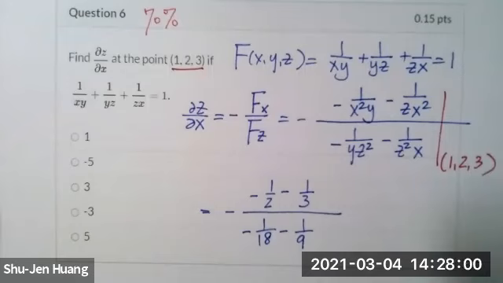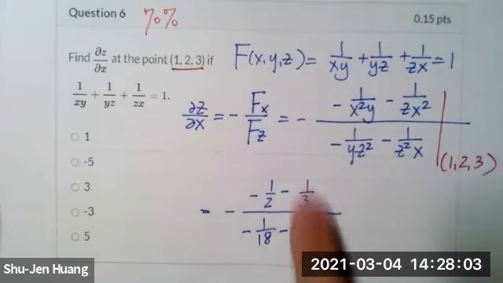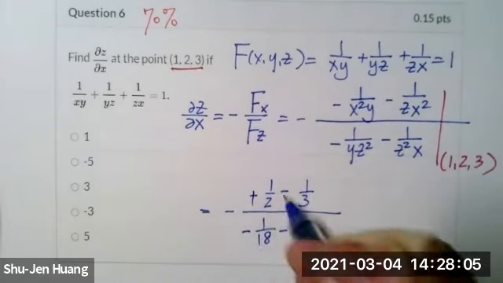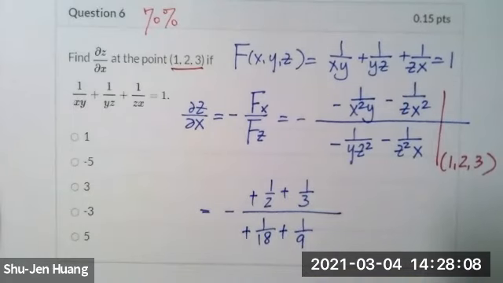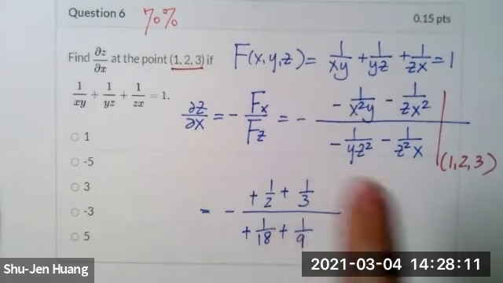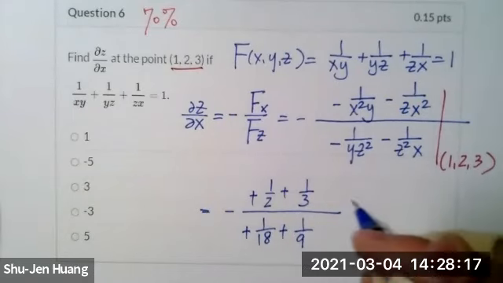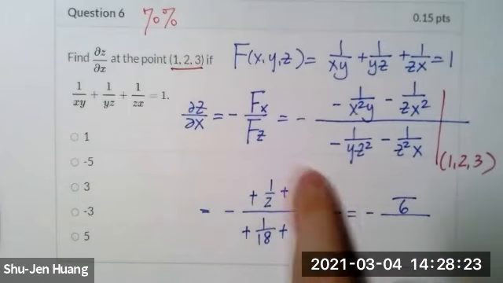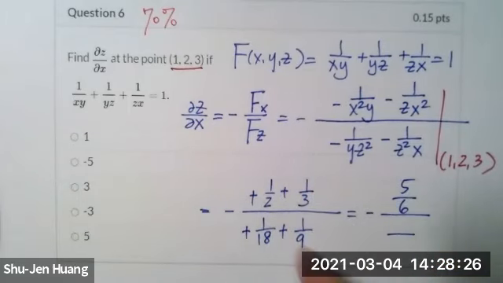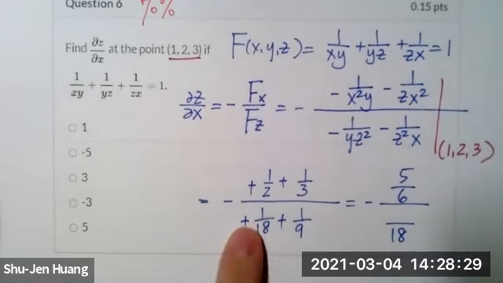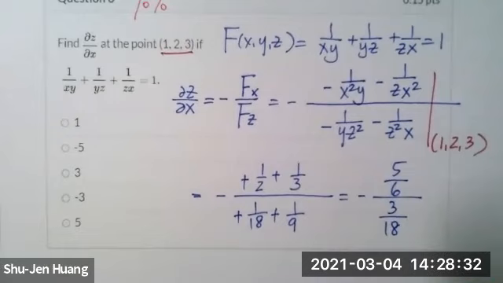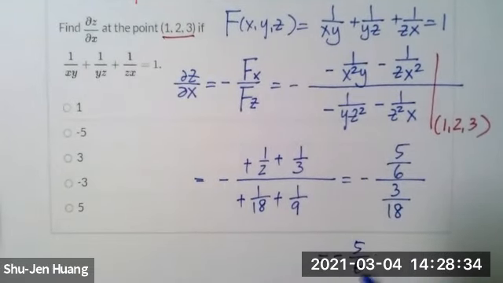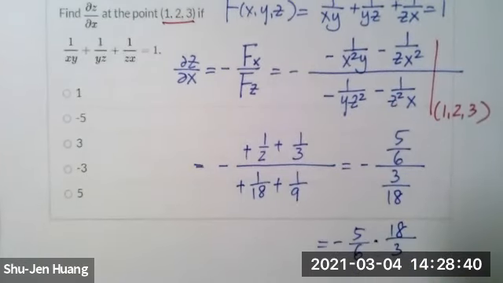Because the top and bottom both have a minus sign, I can just make it all positive, because I don't like the minus sign here. So we multiply the top and bottom by a minus sign. The top, when you simplify it, you get the common denominator 6, so you have 3 plus 2, that's 5. And the denominator, you find the least common denominator, which is 18, and you have 1 plus 2, that's 3. So you'll have -5/6 over 3/18.